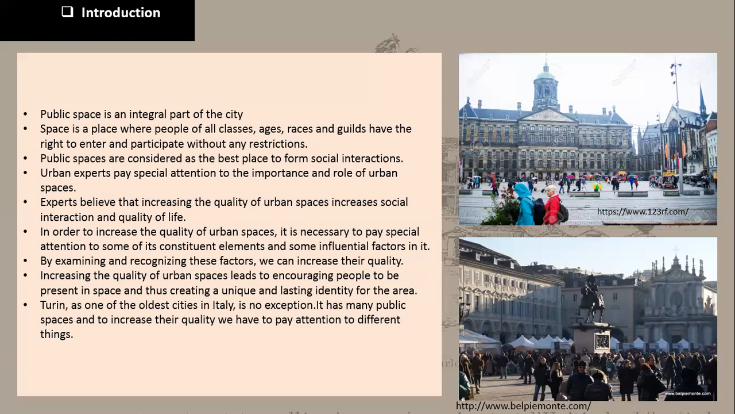Each urban space is composed of different parts, and different factors affect its quality. By recognizing these factors and eliminating their problems, we can increase the quality of this space. Increasing the quality of urban space encourages people to attend this space, and then creates a unique and lasting identity for that area. In this research, Turin is one of the oldest cities in Italy. Many social interactions are formed in its public space. Therefore, increasing the quality of the space of Turin is very necessary and important.